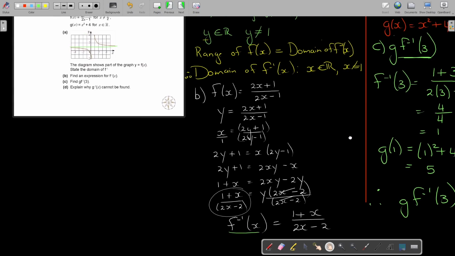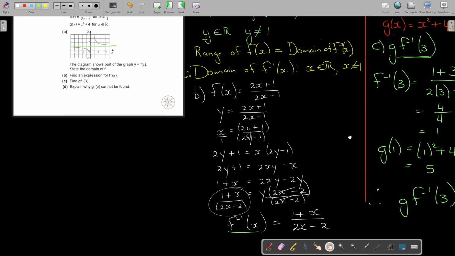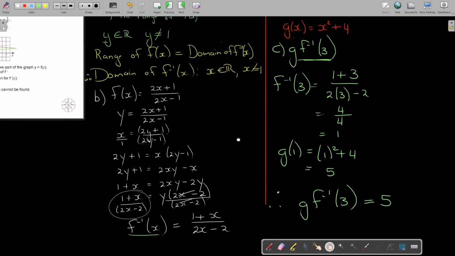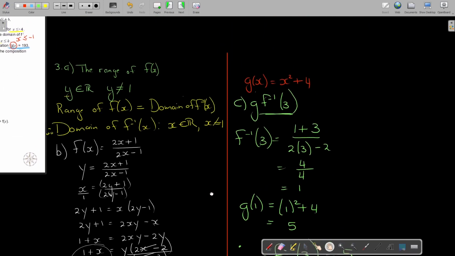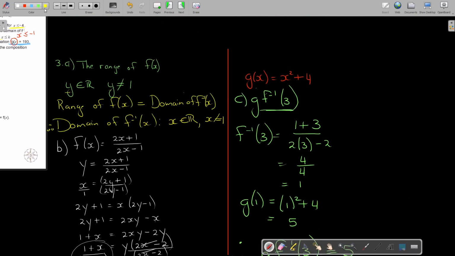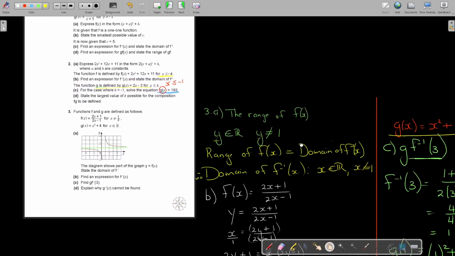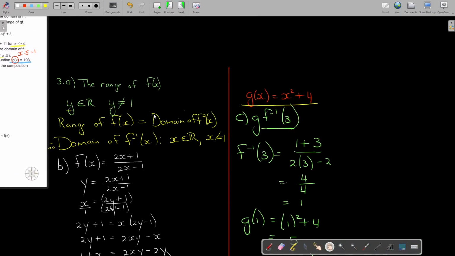Okay, explain why g inverse of x cannot be found. Okay, now the reason why, if you look at g, there is g. I'm just going to show you. Can you see it's a quadratic function? And can you see that if you go back, it was not a restriction. It was x is an element of R. So it was open. So it was like this.